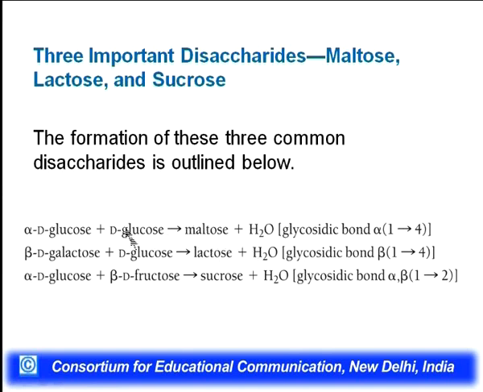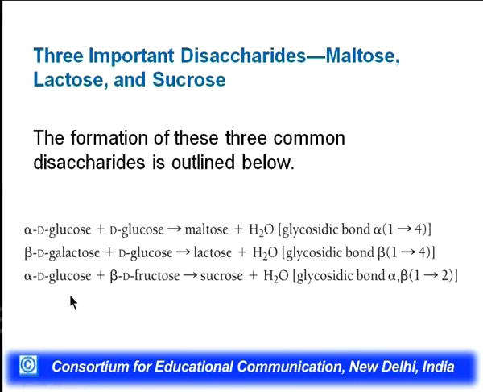What you have to keep in mind is that we have to stress the configuration at the anomeric carbon, that is at the glycon part. Whereas for the aglycon part, we can just write it like D-glucose, because any of the OH of the aglycon part can react with the anomeric carbon of the glycon part to give us a disaccharide. Now if I talk of sucrose, sucrose is a different case.